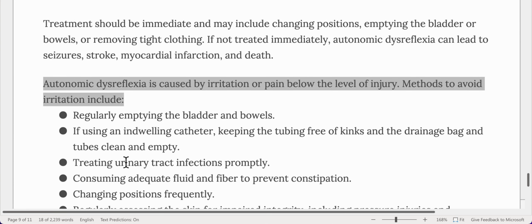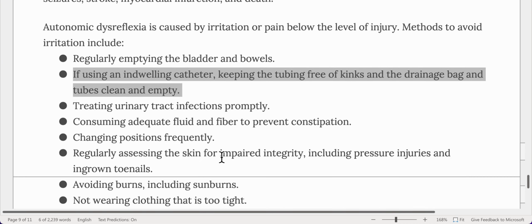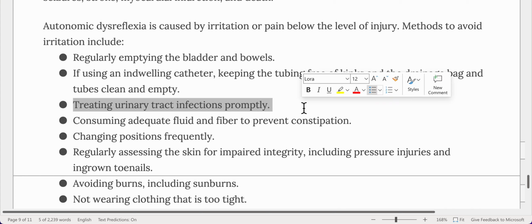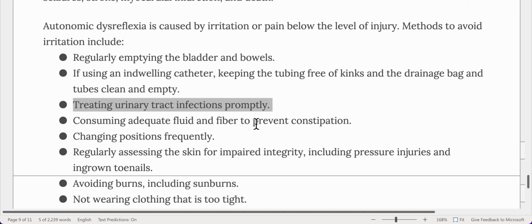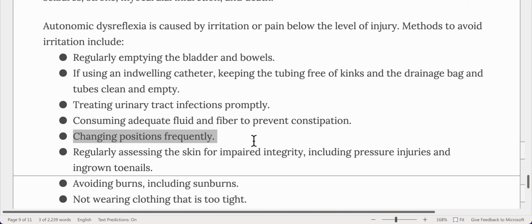Autonomic dysreflexia is caused by irritation or pain below the level of injury. Methods to avoid irritation include regularly emptying the bladder and bowels. If using an indwelling catheter, keeping the tubing free of kinks and the drainage bag and tubes clean and empty. Treating urinary tract infections promptly. Consuming adequate fluid and fiber to prevent constipation.